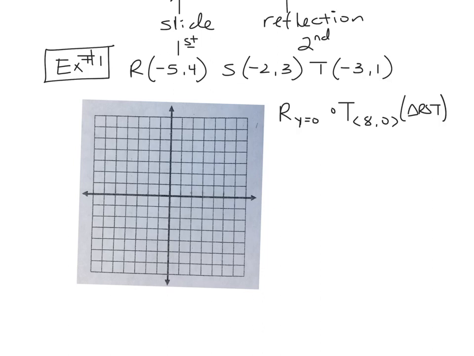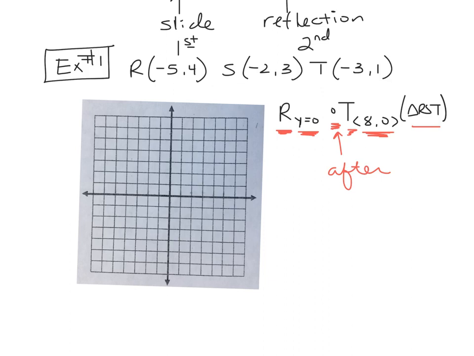One of the things to note, and this will help you clear up the whole which one comes first, is that little dot in the middle means after. Okay, so what they're looking at here is they're saying it is a reflection over the line y equals 0 after a translation of 8, 0 of triangle RST. Okay, so a reflection over the line y equals 0 after a translation of 8, 0, meaning you do the translation first and then you reflect it.